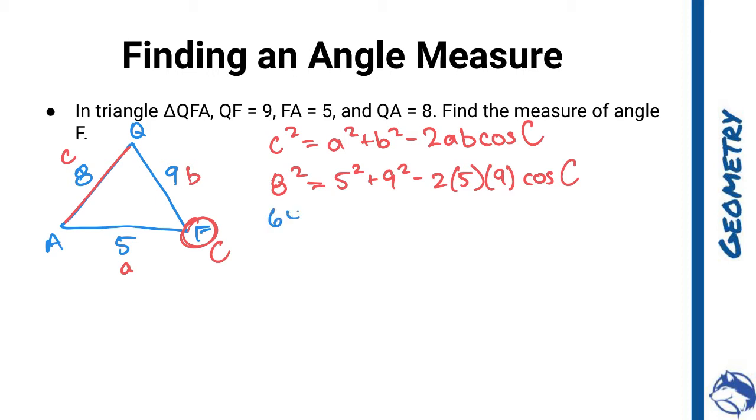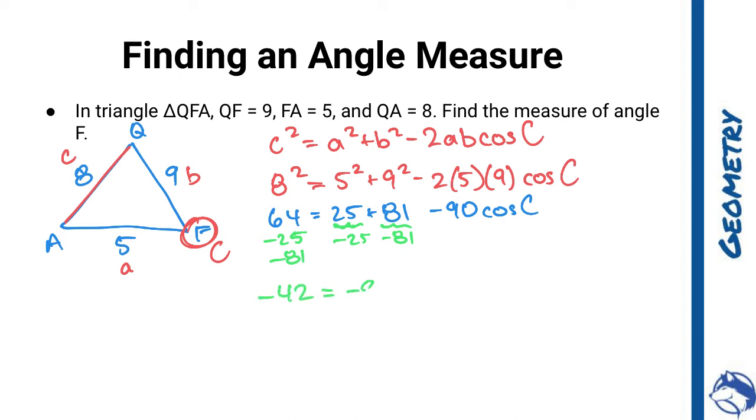So simplify it out. This is 64, this is 25, 81, and then this is negative 90 cosine of C. First things first, I want to get rid of these two because these are numbers that I can get to the other side. So I'm going to subtract 25 and 81 at the same time. If you want to double check on your calculator, you just do 64 minus 25 minus 81. And you end up with negative 42 is equal to negative 90 cosine of C.